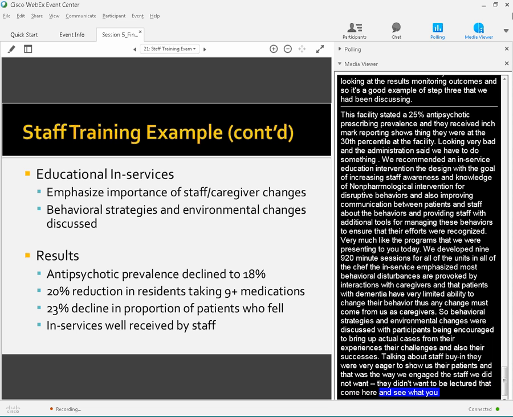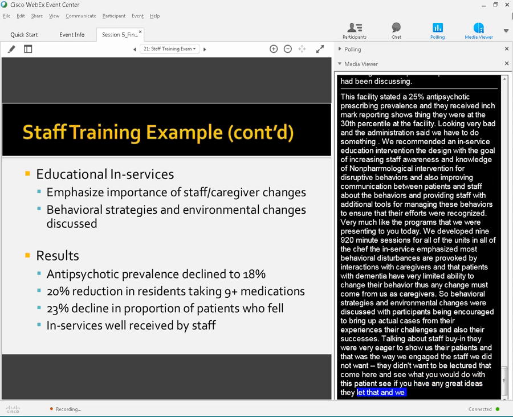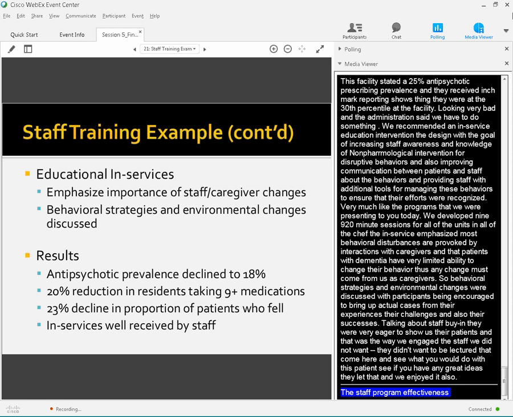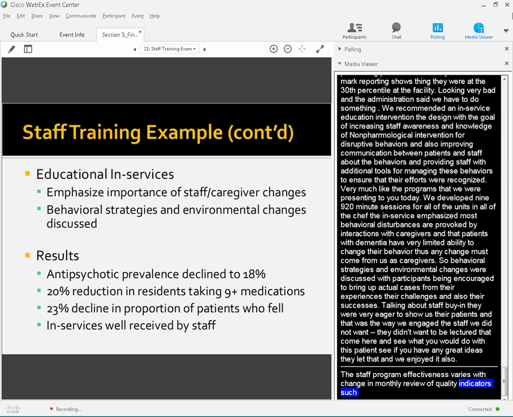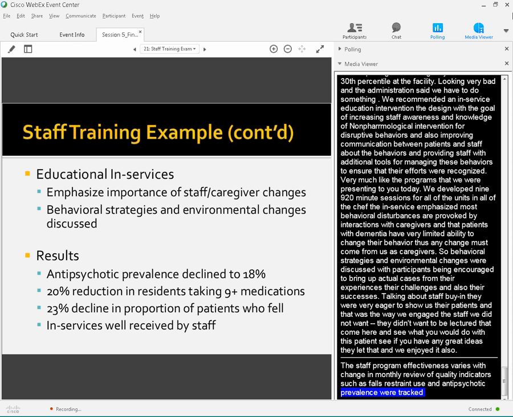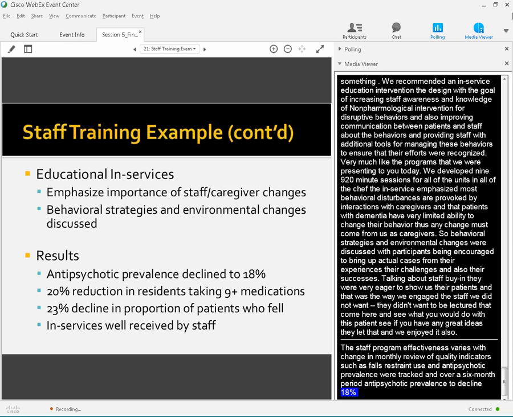The staff perception of the program effectiveness, barriers to change, and monthly review of quality indicators such as falls, restraint use, and of course antipsychotic prevalence were tracked. And over a 6-month period, antipsychotic prevalence actually did decline to 18%, which put them in the 90th percentile ranked with their peers.